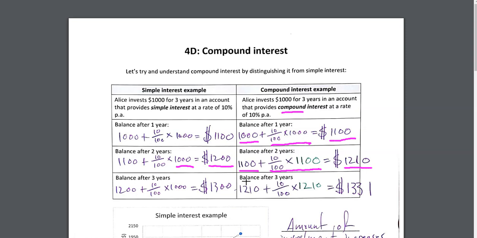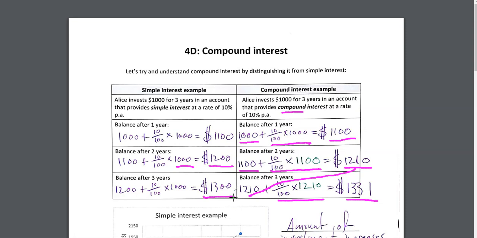Now, to find the balance after 3 years, this comes down here, okay? $1,210 plus 10% of $1,210, not 10% of the original 1,000, 10% of the new amount, $1,210, and we get $1,331. And as you can see, that is again slightly higher than the $1,300 in the simple interest case. Okay.